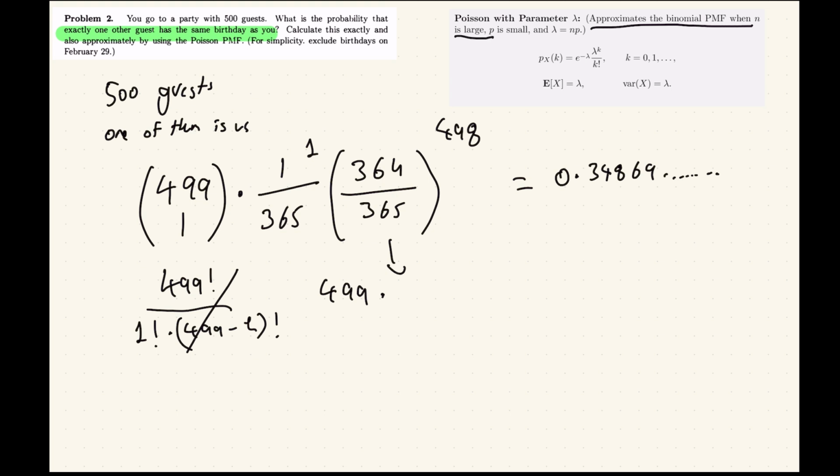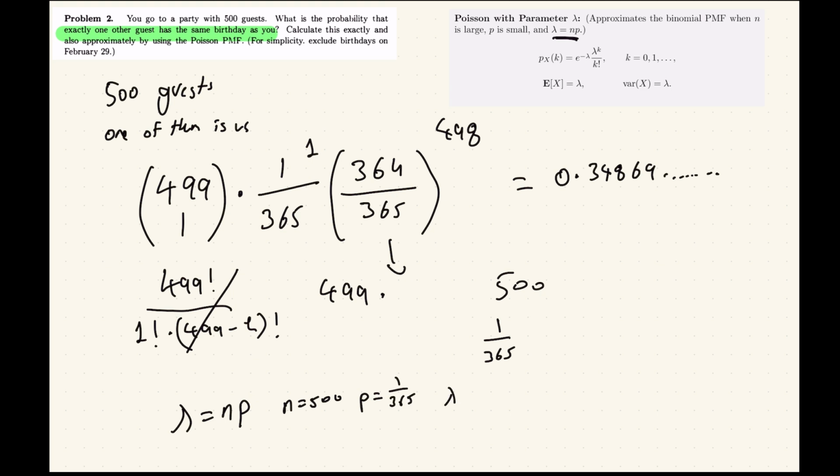Now, to do this question using the Poisson, well, the Poisson approximates the binomial PMF when n is large, right? So in this case, n is 500. That is, let's say, large, right? p is small. p is 1 divided by 365 here, so it is indeed small. And lambda equals np. So here, n is equal to 500, p is equal to 1 divided by 365, lambda is equal to 500 divided by 365, which gives us 1.3698, etc.